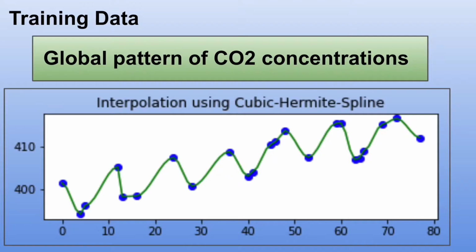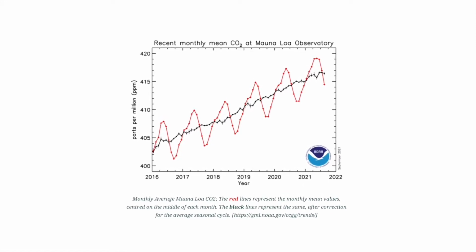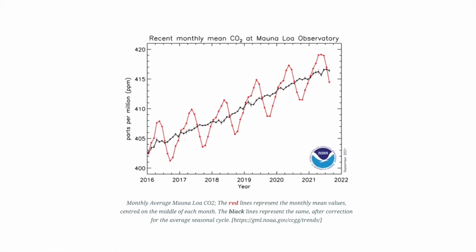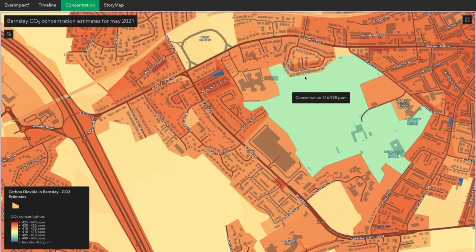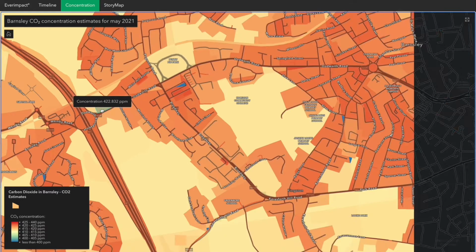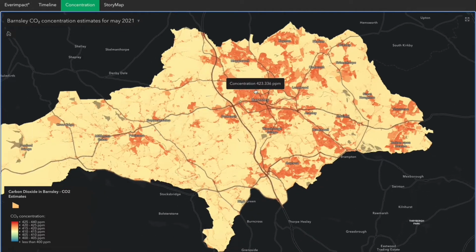To resolve this issue, the OCO2 data was interpolated using a cubic Hermite spline method to fit the global seasonality trend observed in the global CO2 data from the Mauna Loa Observatory in Hawaii. After interpolation, the output was a gridded product which was hosted on ESRI's ArcGIS platform. The city of Barnsley was then divided into land cover polygons from the Urban Atlas service, and the monthly CO2 concentrations were predicted for each land use type. This was done using ESRI's JavaScript libraries and map layers.